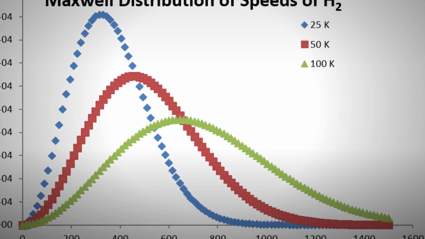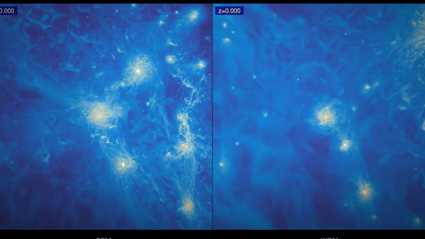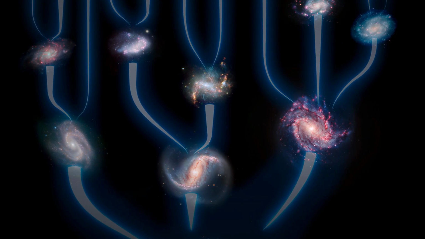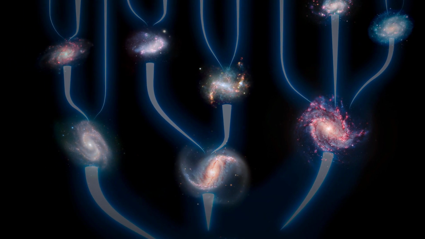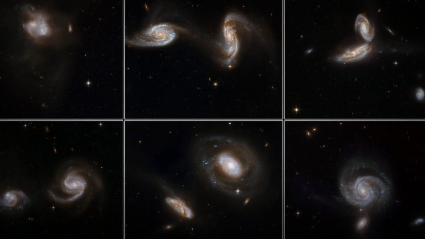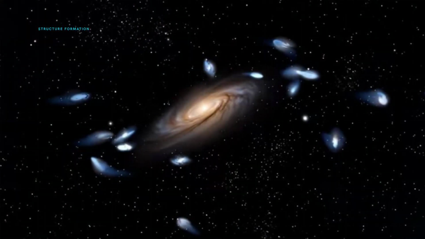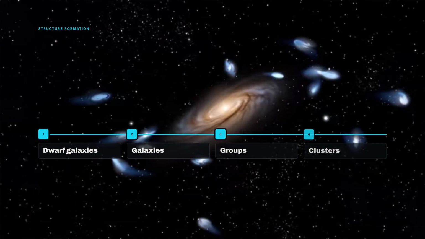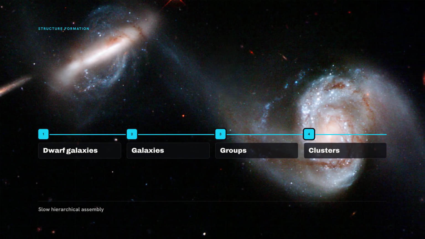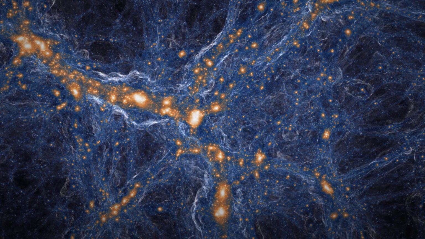And that slowness matters because it affects how dark matter clumps. Cold dark matter forms structure from the bottom up. Small clumps form first, then those clumps merge into larger ones, then those merge further. It is a slow hierarchical process. Dwarf galaxies before galaxies, galaxies before groups, groups before clusters.